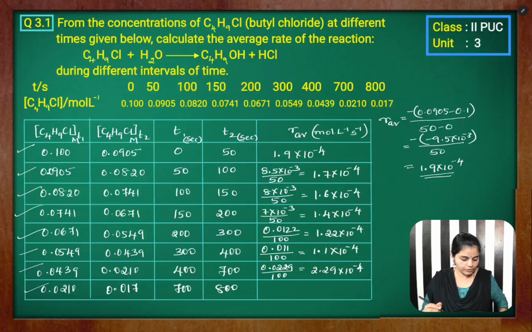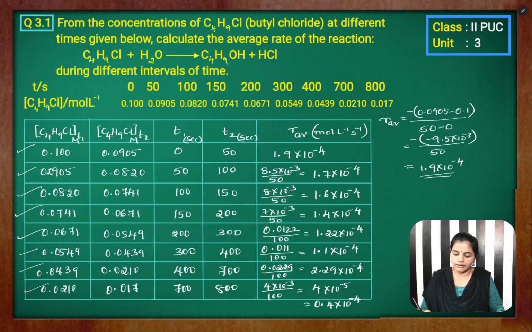Last, 0.017 minus 0.0210, which we have to multiply with a minus sign. So we get 4 into 10 to the power minus 3 divided by 100, and that's equal to 4 into 10 to the power minus 5 mole per liter per second. If you want to express this in terms of 10 to the power minus 4, you can write this equal to 0.4 into 10 to the power minus 4 in the unit of mole per liter per second. So this is how you can find the average rate for different time intervals for the given reaction of butyl chloride.